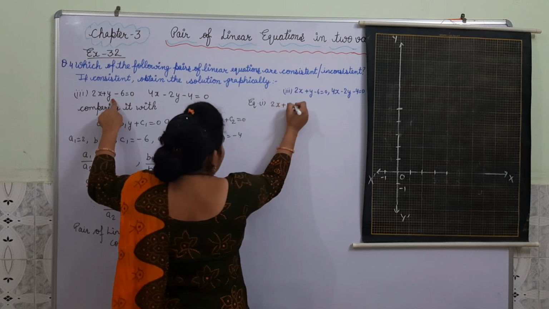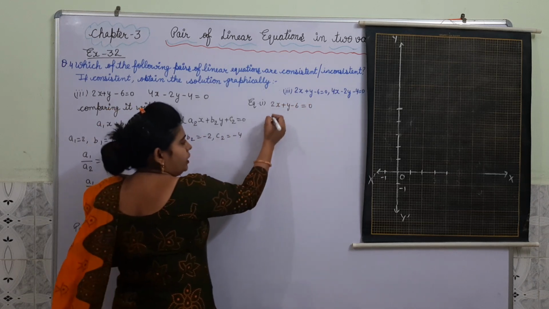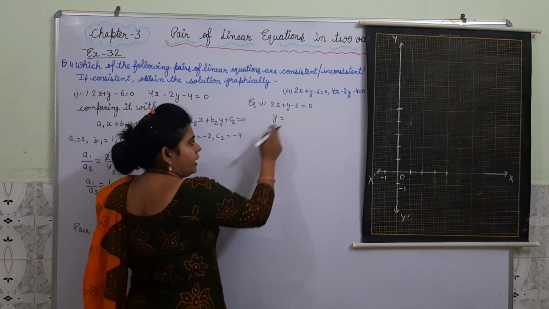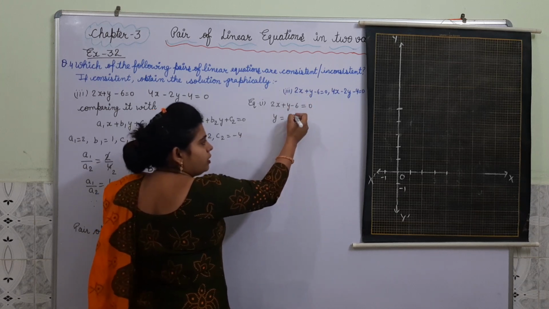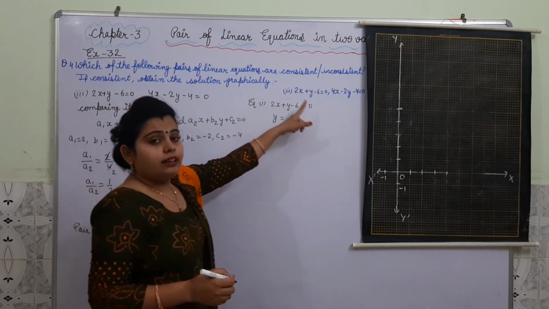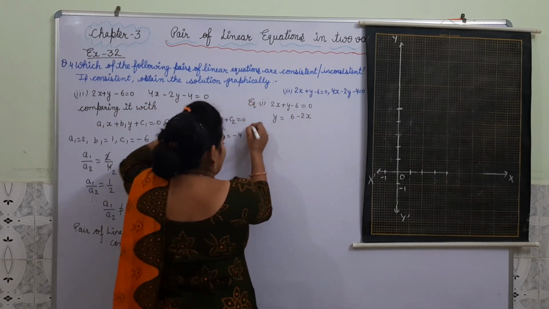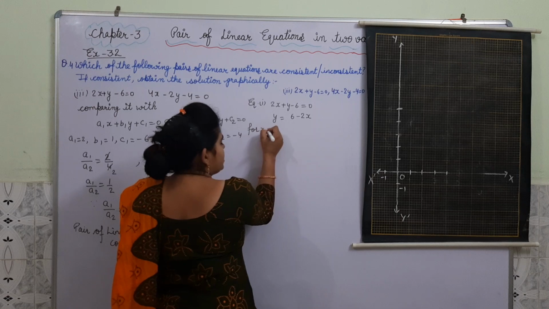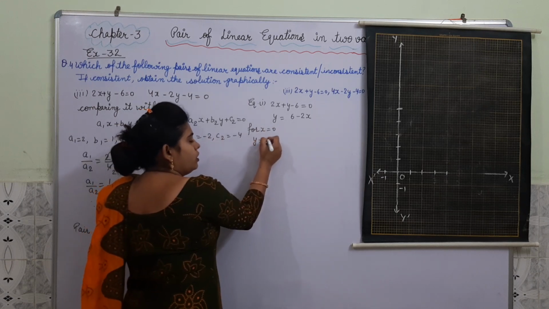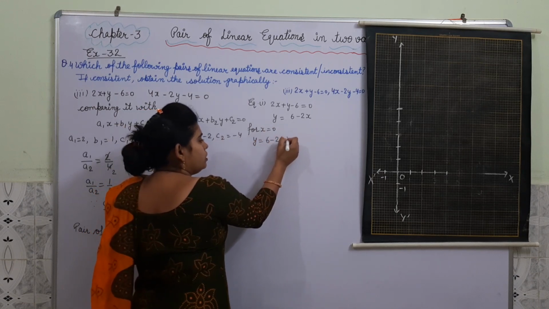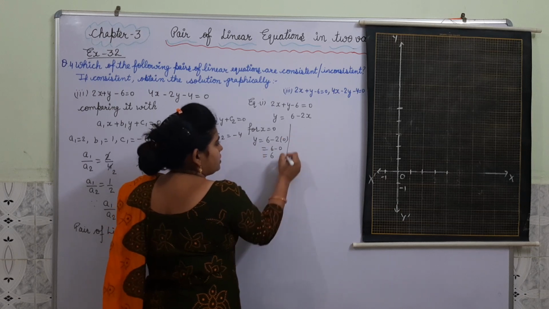2x plus y minus 6 is equal to 0. From here you can find the value of y as minus 6 will become plus 6 when you take it to the right hand side, and it is minus 2x. For x is equal to 0, y will equal 6 minus 2 into 0, 0 means 6.